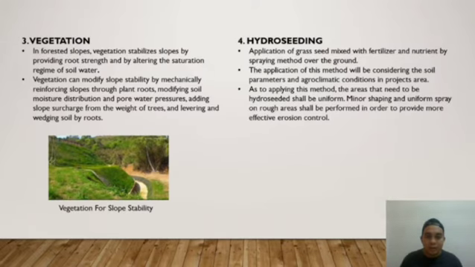The fourth technique is hydroseeding, the application of grass seed mixed with fertilizer and nutrients by spraying over the ground. The application of this method will consider the soil parameters and agroclimatic conditions in the project area. When applying this method, the area that needs to be hydroseeded shall be uniform. Minor shaping and uniform spraying on rough areas shall be performed in order to provide more effective erosion control.